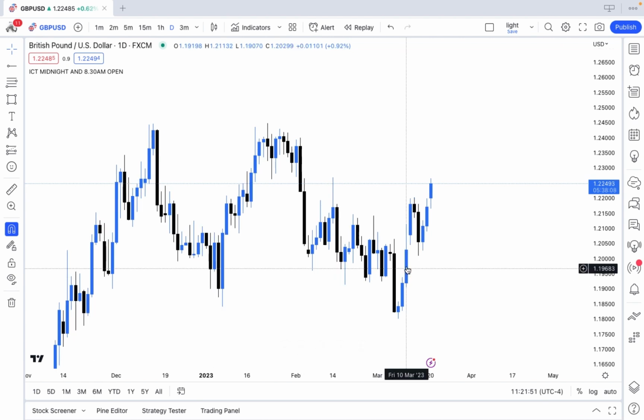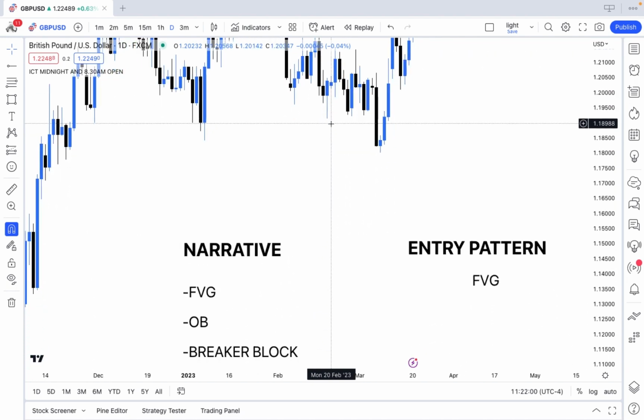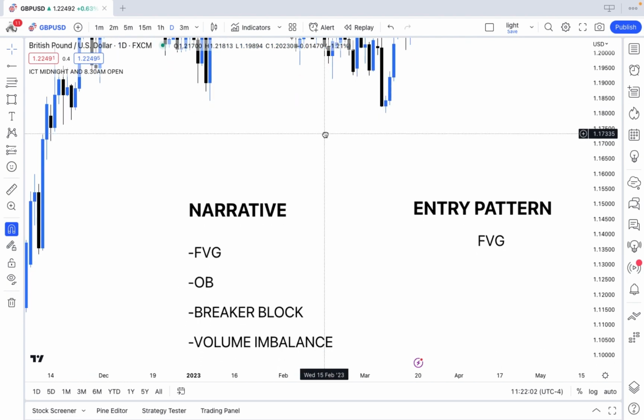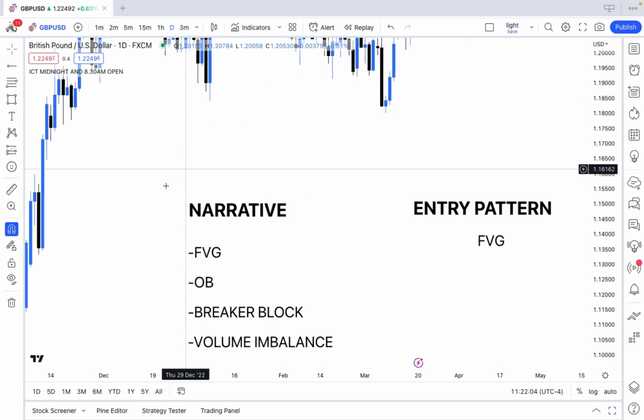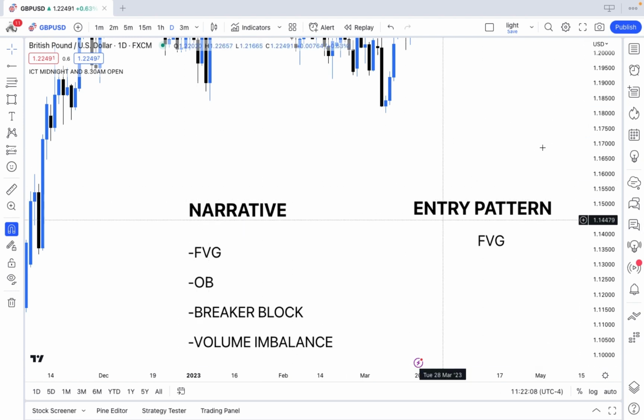Okay, so everything you ever learn from ICT can be categorized into two parts, which are narrative and entry pattern. He teaches a lot of things, and I can't get into all of it, so I'll use my own model, how I built it, to show the logic behind narrative and entry pattern.